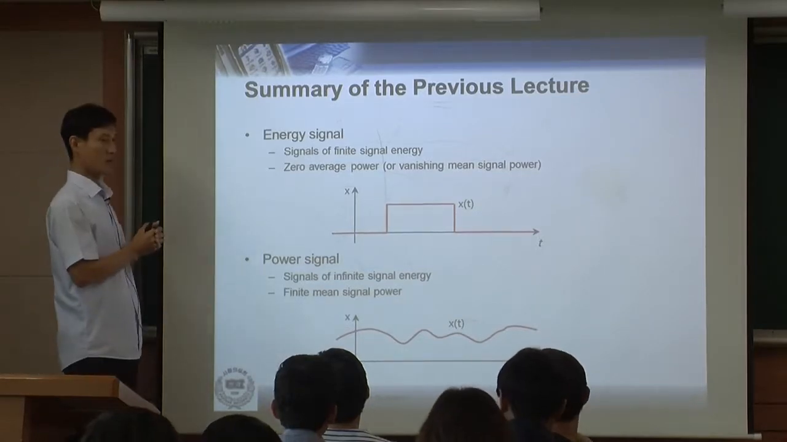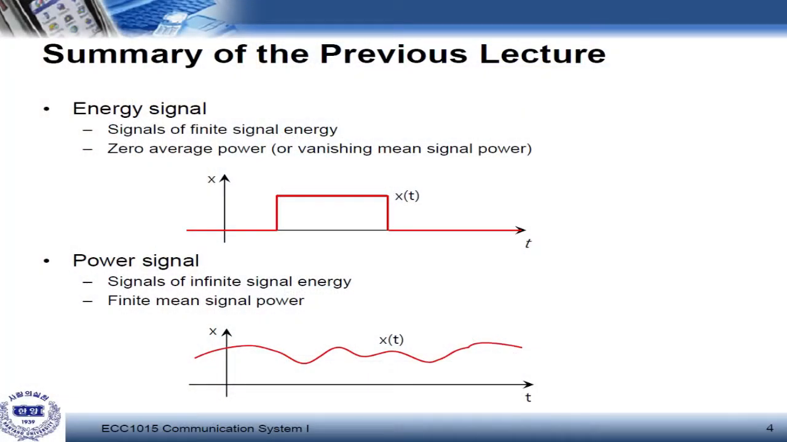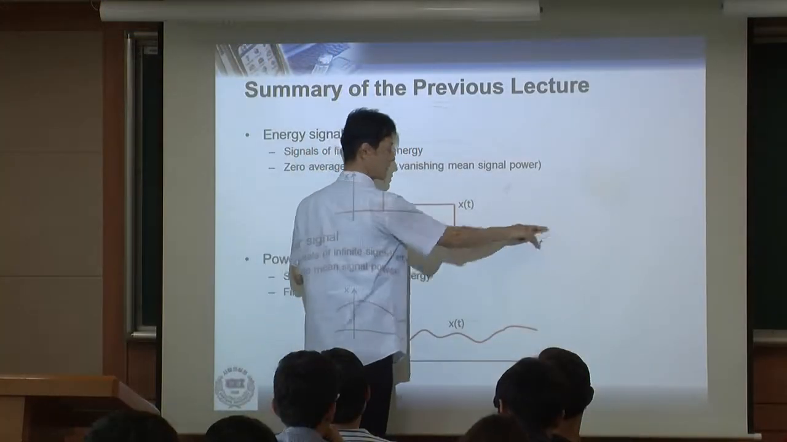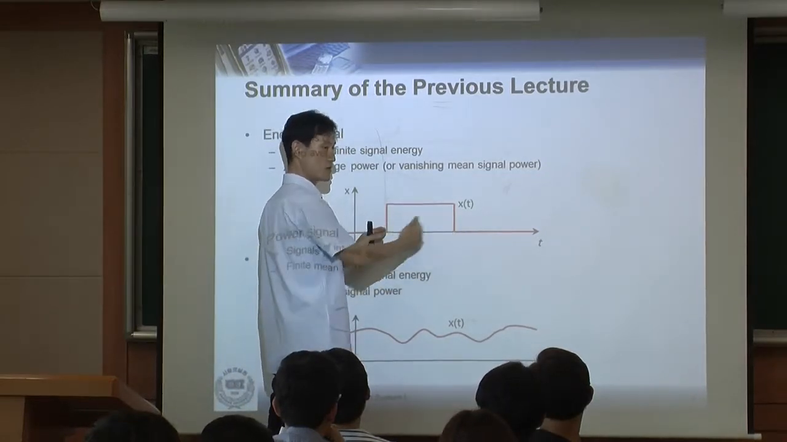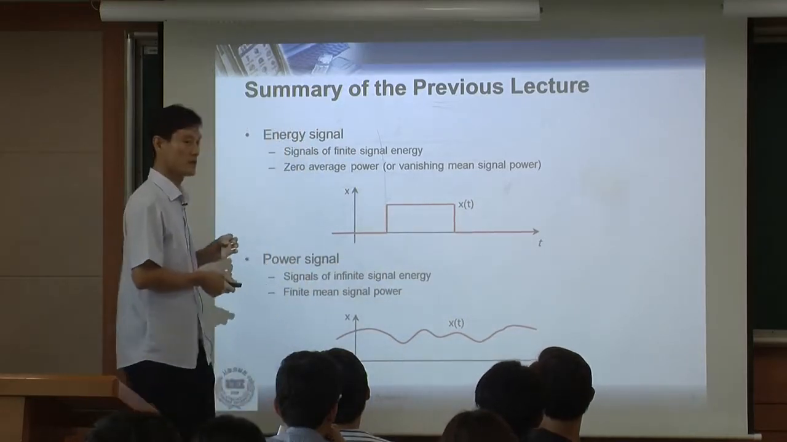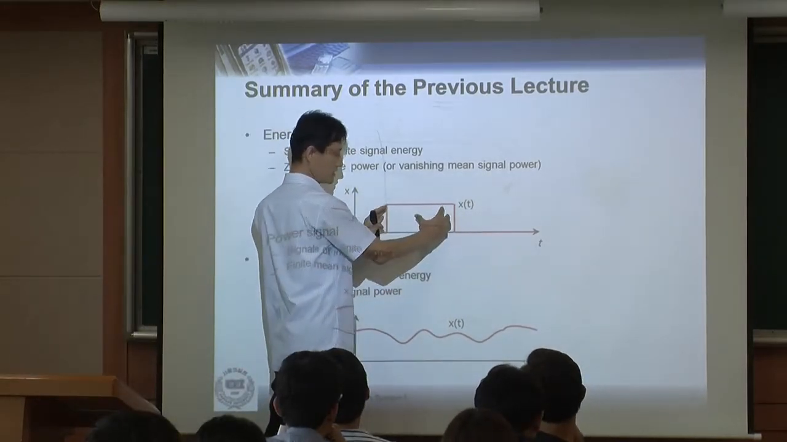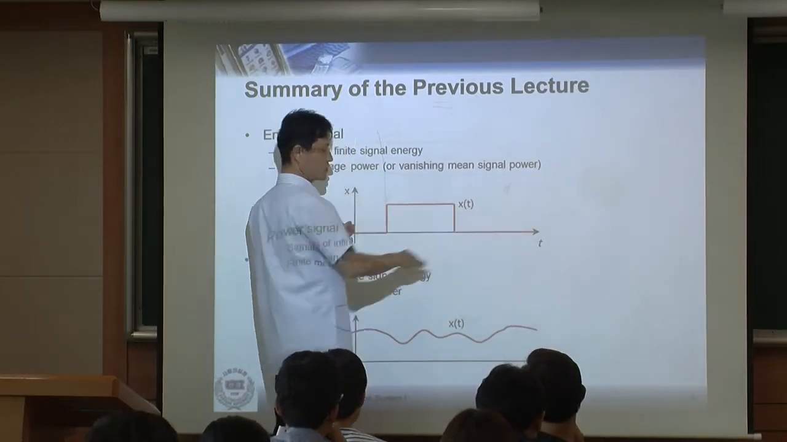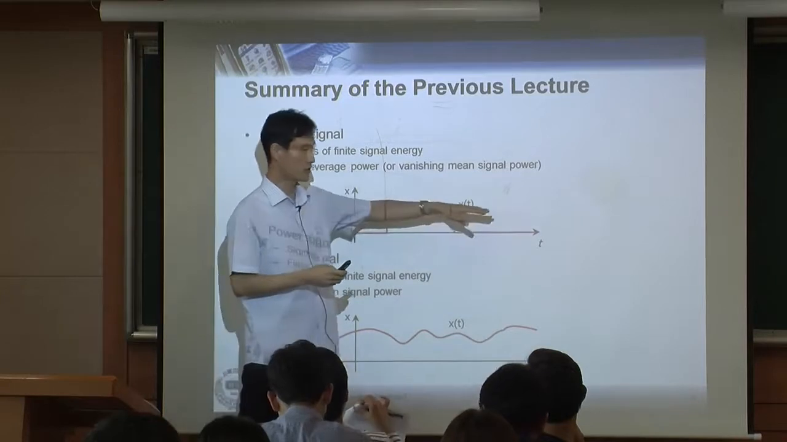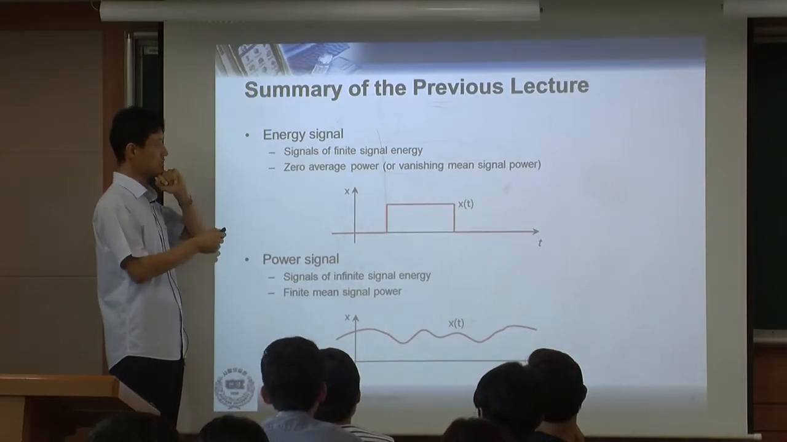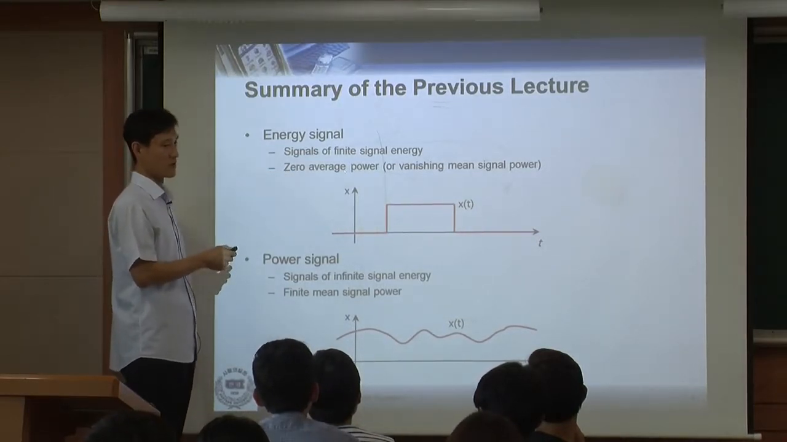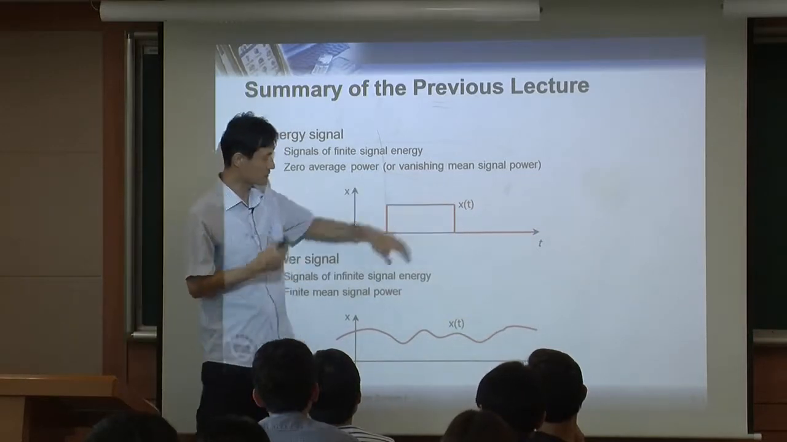We discussed energy signals and power signals last time, right? An energy signal is basically a signal with finite signal energy. This is an example of an energy signal. Time goes to infinity, but your energy is only contained within this period. All the other time you have no energy. Therefore, you have only finite energy. And if you take the average energy over the whole period, or average power, that's going to vanish to 0. So in the energy signal, you have almost 0 average power, but you have finite energy.